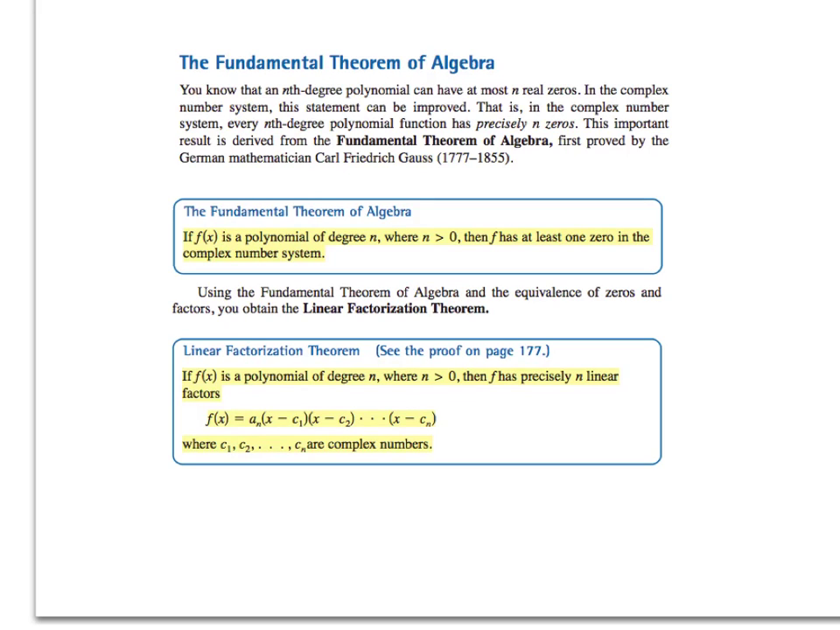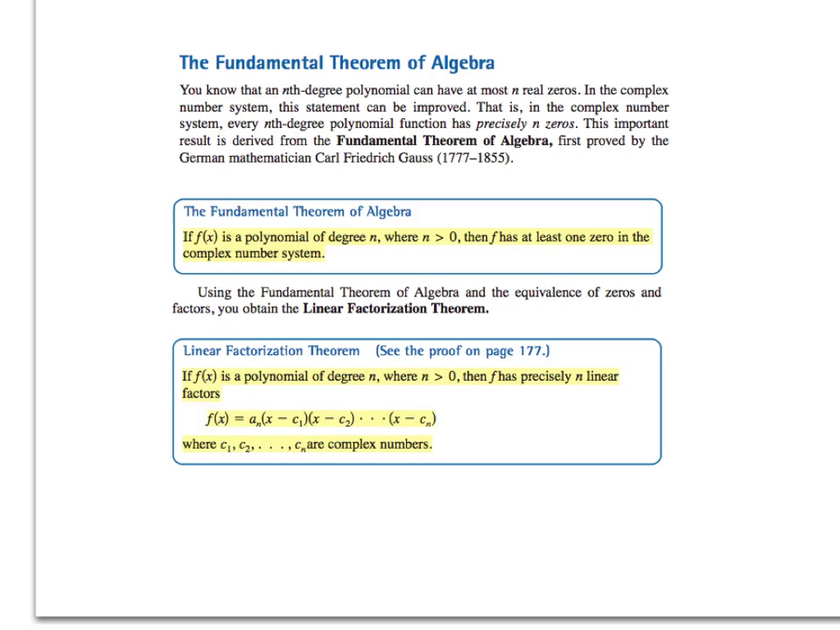So here's the fundamental theorem of algebra. We've talked before that an nth degree polynomial can have at most n real zeros, or up to n zeros, meaning that a fifth degree polynomial, for example, can have up to 5 zeros, up to 5 roots, up to 5 solutions there, or x-intercepts.